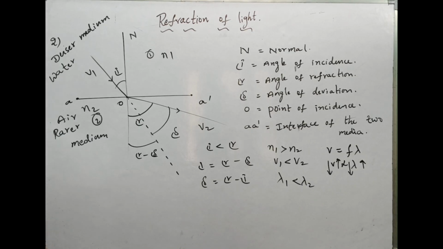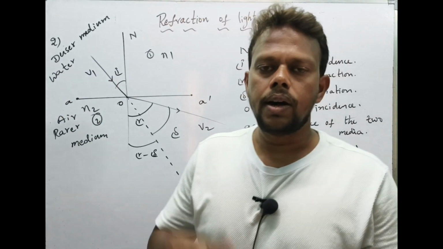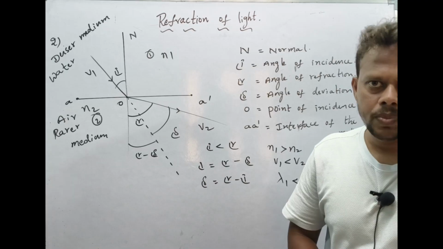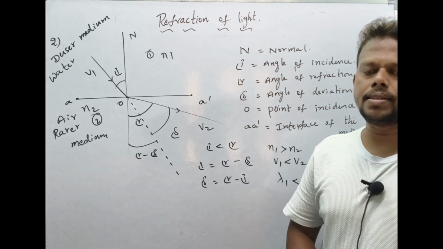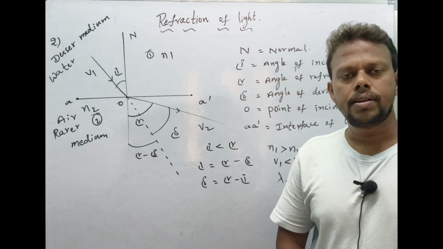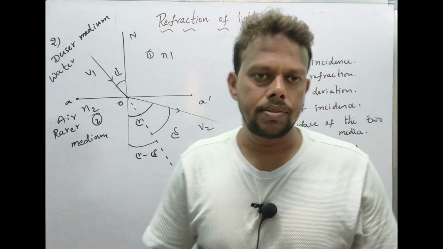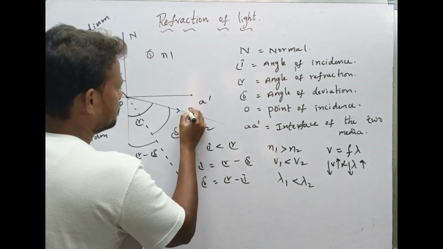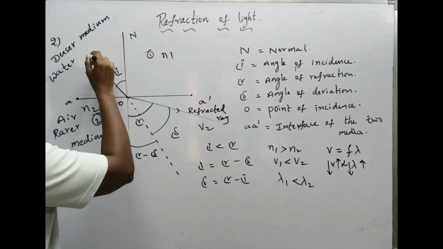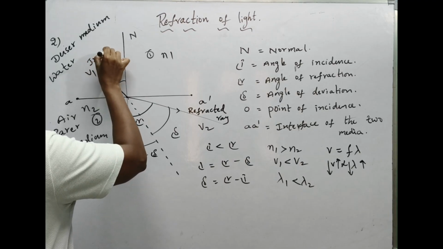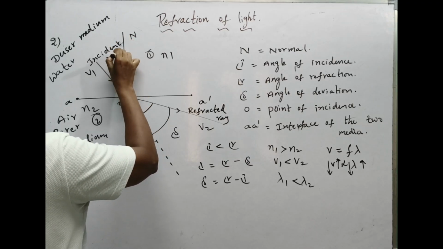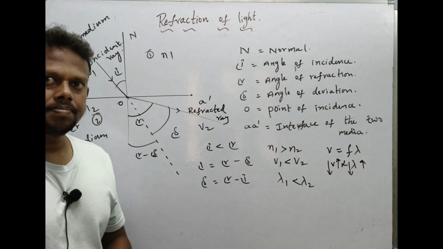Finally, we have two cases here. The light ray passes from rarer to denser, denser to rarer. Rarer to denser, the speed of light decreases. Denser to rarer, the speed of light increases. Rarer to denser, the refracted ray bends towards the normal. Denser to rarer, the refracted ray bends away from the normal. So here, this is the refracted ray. Incident ray.